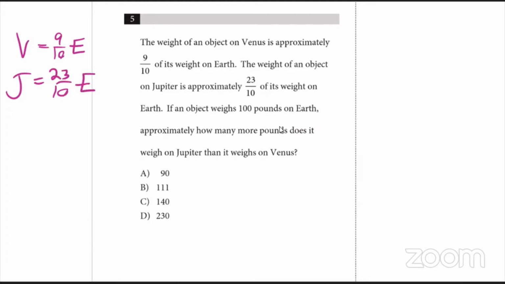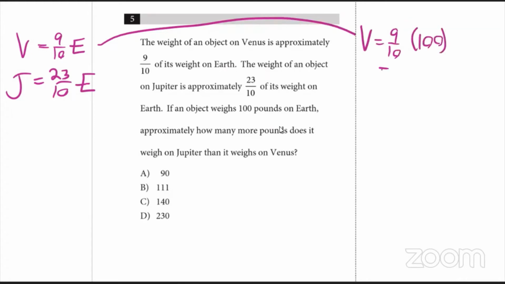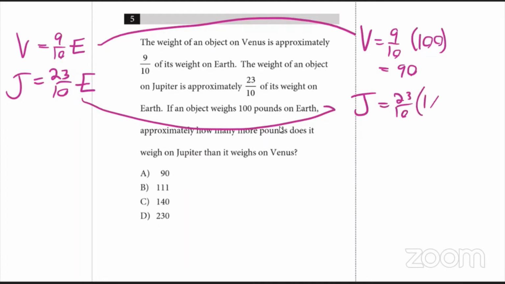So we can take both of those equations. So we can take the top one. The weight on Venus is 9/10. Now the weight on Earth is said to be 100. So that comes out to 90. And the weight on Jupiter is 23/10 of what we have on Earth, which is 100.